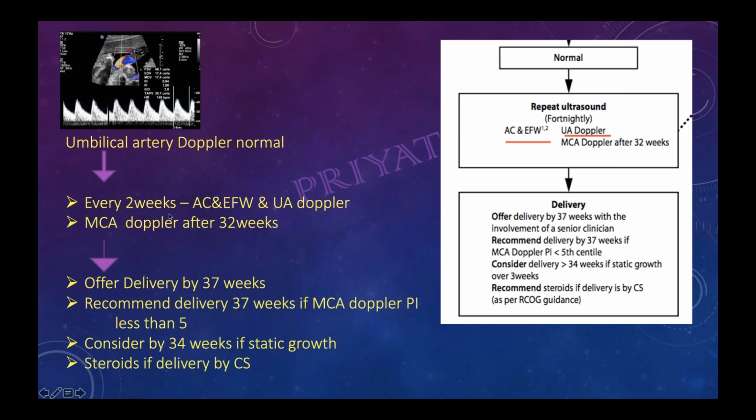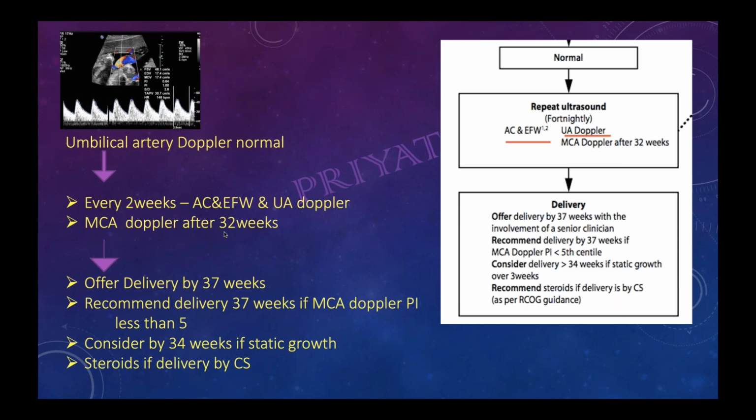So if the umbilical artery Doppler in our patient has become normal, we'll call her every 2 weeks for AC, EFW and UA Doppler. But if we find that our patient is more than 32 weeks, then we can consider MCA Doppler also. Now, one thing you have to understand: MCA Doppler helps in deciding for a term baby, and ductus venosus Doppler helps in deciding the time of birth for a preterm baby. These two parts, you have to remember only.